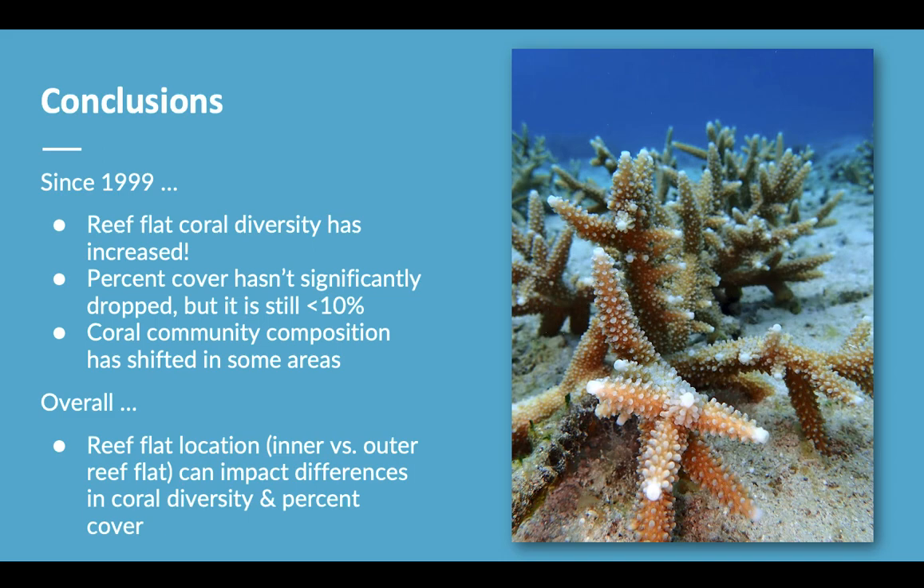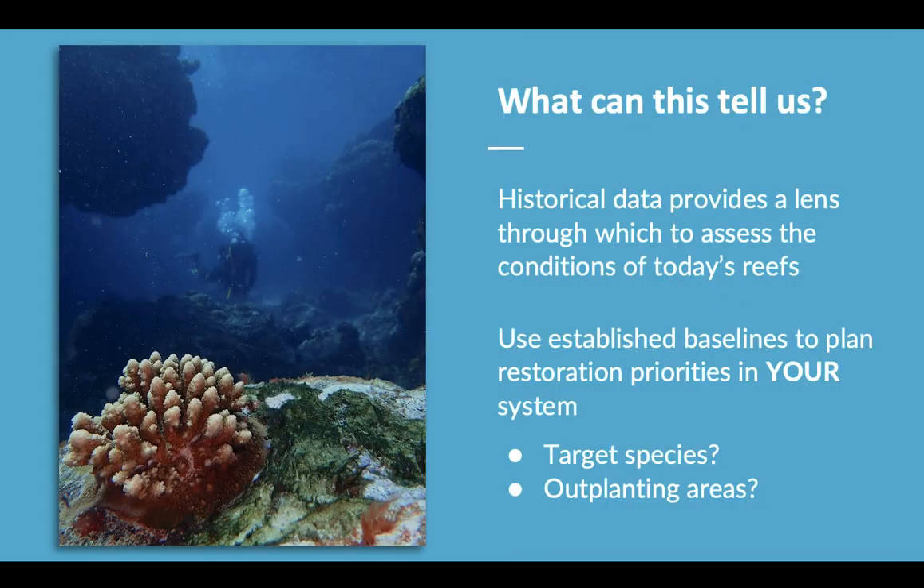Guam has definitely experienced percent cover drops. Don't get me wrong. We also saw that coral community composition has shifted in some areas. But overall, reef flat location was really important, and it impacted differences in both diversity and percent cover. So why do we care?